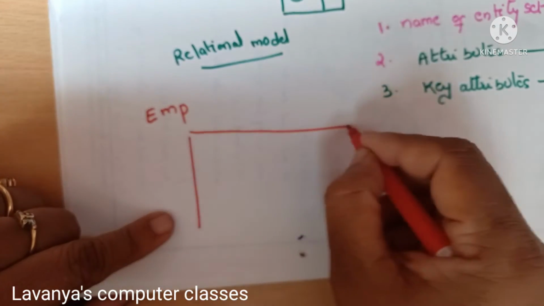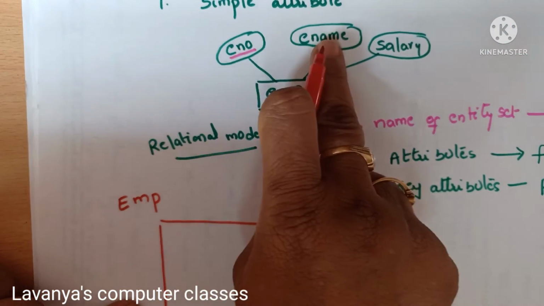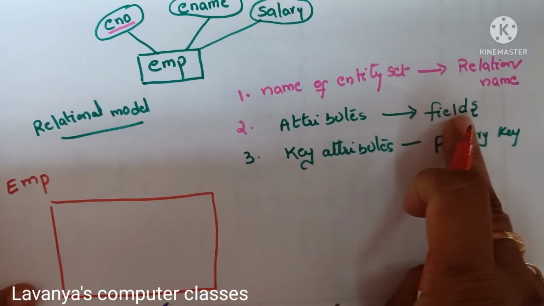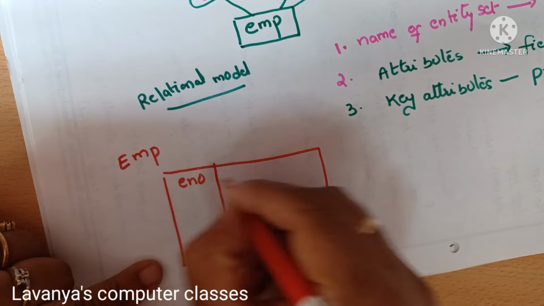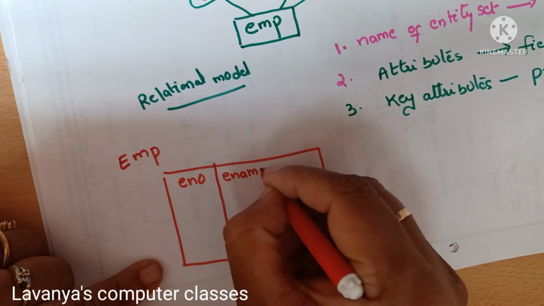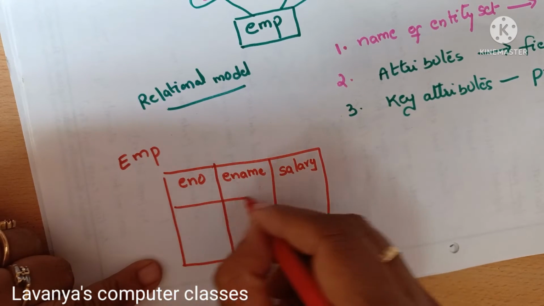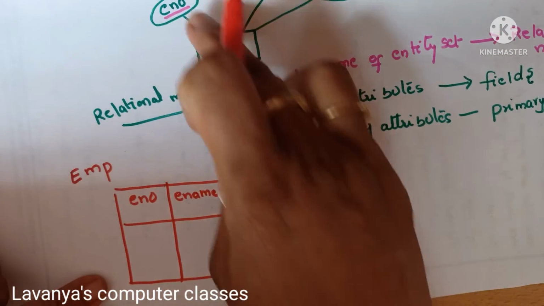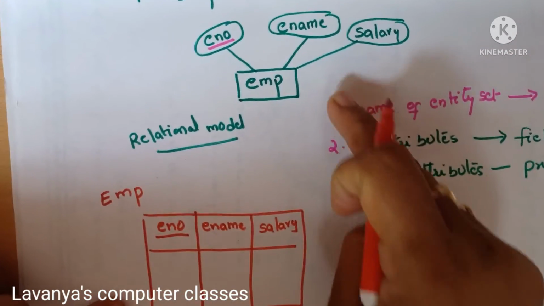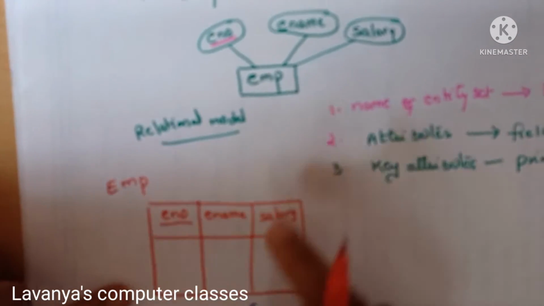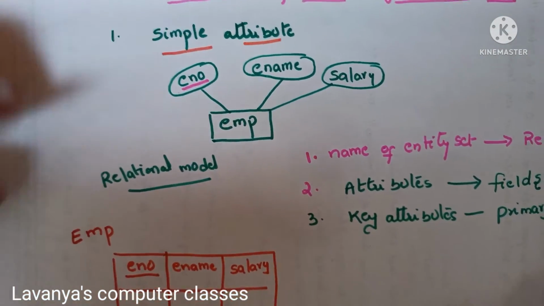So in the above example, which one is the entity set? The entity set name is EMP, so EMP is considered as the table name. Now the second one is attributes. How many attributes are there in this example? Three attributes, converted into field names. First field is employee number, second field is employee name, third field is salary. So the second step is over. Third, the key attribute. In the above example, the key attribute is employee number, so it is considered the primary key of this table. This is the conversion of a simple attribute entity set into a relational model.